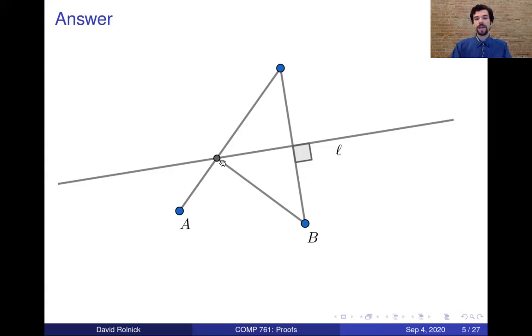By symmetry, the distance from this point to B is the same as the distance from this point to its mirror image. That means that the total distance you travel from here to here is the same as the total distance from here to here. And since this straight line is the shortest distance between this point and this point, this is the point on the river that you have to travel to. This is the point P.